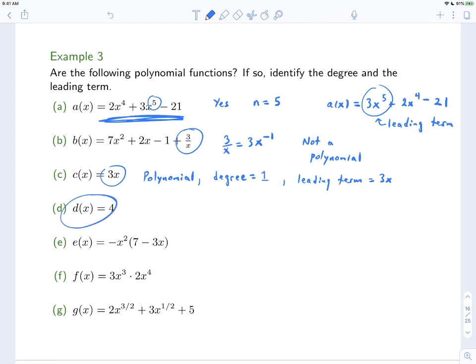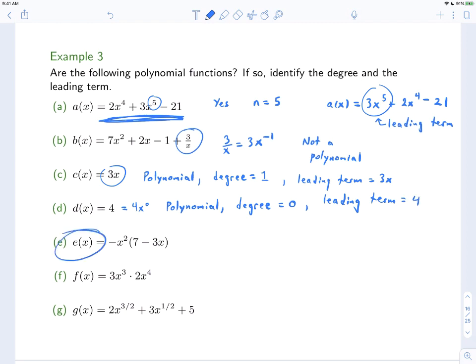d of x equals 4. This is also a polynomial. This is 4 times x to the 0. So this is a polynomial. It's also a constant function. The degree in this case is 0. And the leading term, well, again, there's only one term. Leading term is 4.